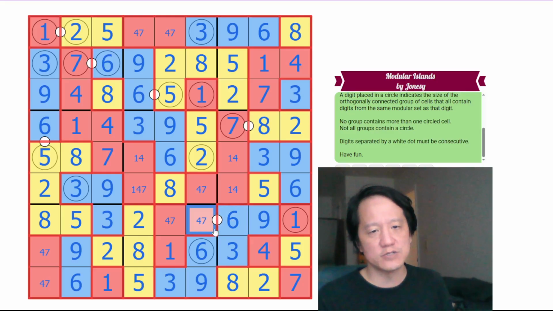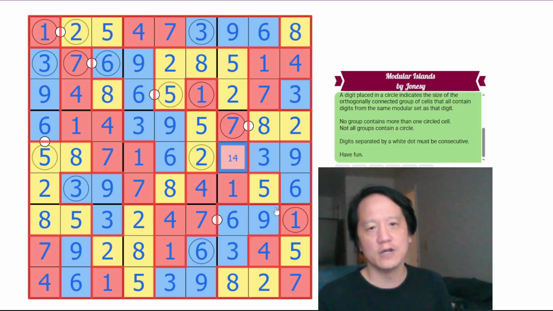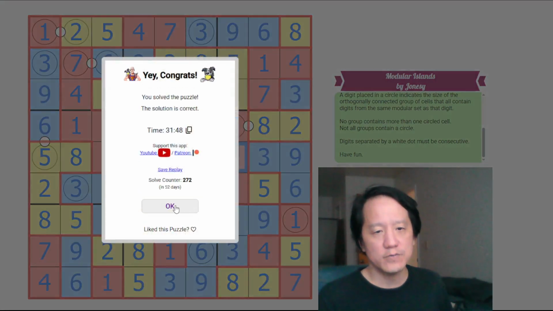4 is not consecutive with 6, so that's 7, which makes these 4. 4 eliminates 4 here, so it's 7 and 4. That means this can't be 4, it's 1 and 7. 4 eliminates 4 here, so it's 7 and 4. And 4 eliminates 4 here, so that's 1 and 4 there.